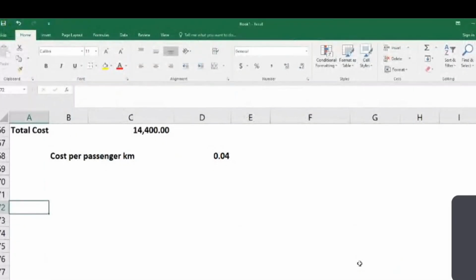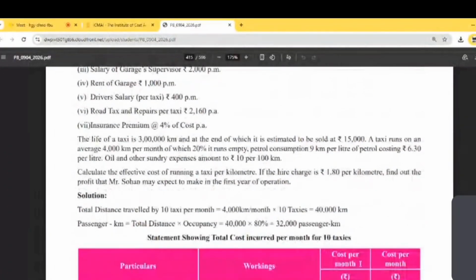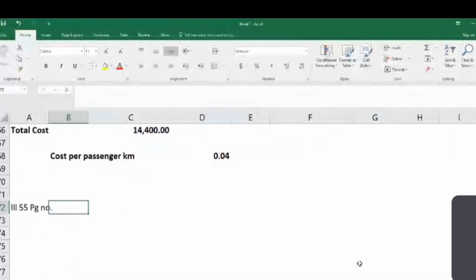This illustration 55, what is the page number for this? Page number 407. Page number 407. Okay.